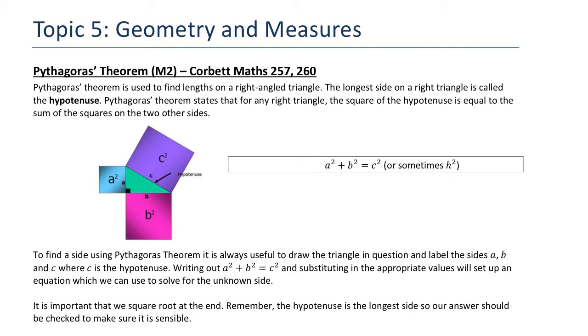So to find the side using Pythagoras Theorem, we should always draw the triangle and then label the sides A, B and C. Then we rewrite Pythagoras Theorem and we substitute in the values of the known sides, and then we can work it out from there. Remember, the hypotenuse is the longest side, so our answer should be in relation to that. If we're asked to find the hypotenuse, our answer should be bigger than the other two sides. But if we're asked to find one of the shorter sides, and we get an answer that's longer than the hypotenuse, then we know we've clearly made something wrong.